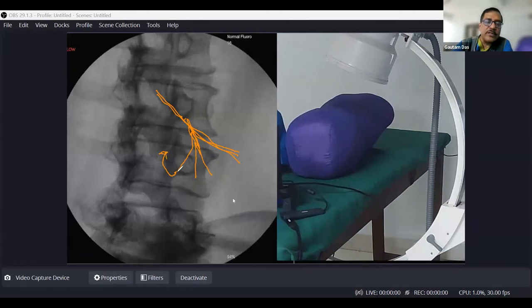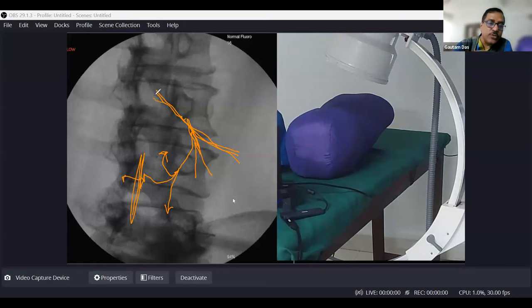One is going to supply the same level facet joint. One is going to supply the inferior level facet joint. Another is the muscular branch to supply the multifidus muscle running here, and again it is going into the interspinous ligament. So just consider the medial branch only. Don't consider anything else. Okay?